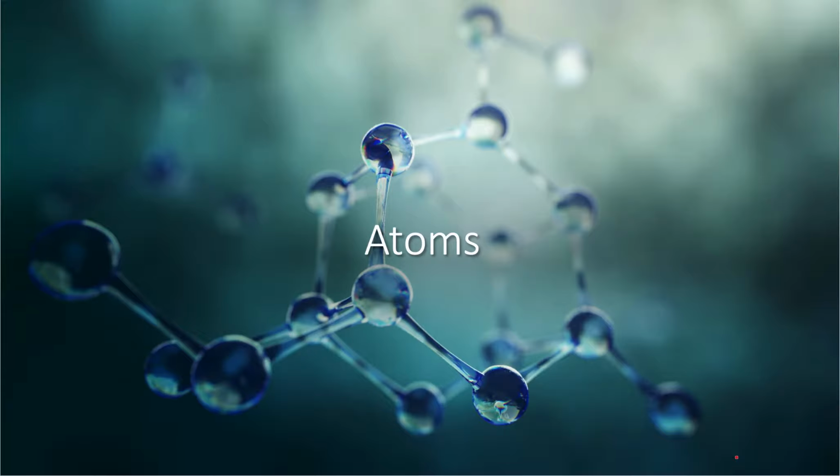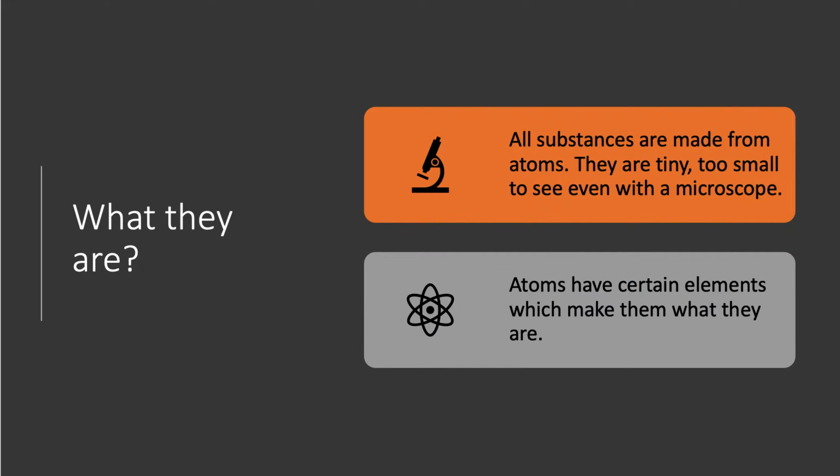In this video we're going to be starting off with the basics by looking at atoms. So first of all, what are they? All substances are made from atoms and they're so tiny we can't even see them with a microscope. We're surrounded by atoms everywhere.